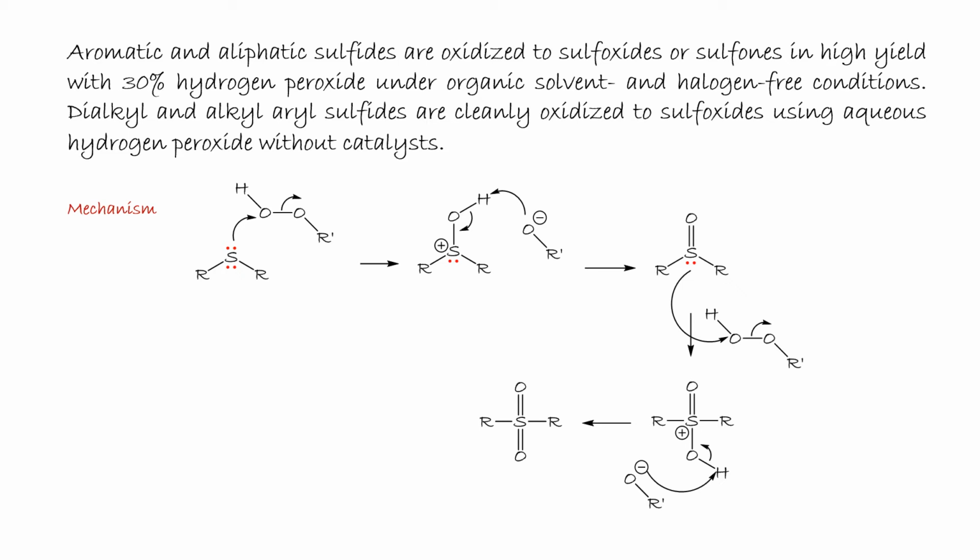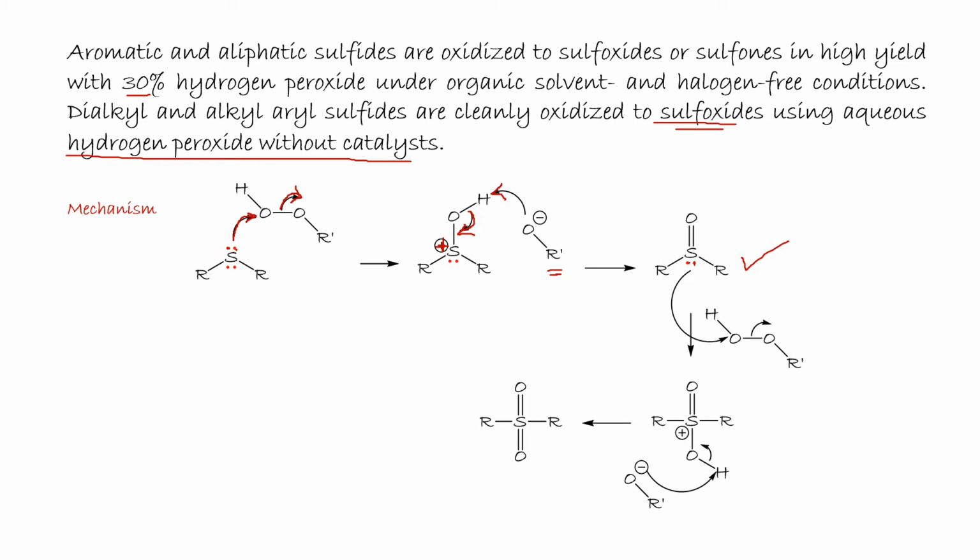Aromatic and aliphatic sulfides are oxidized to sulfoxide and sulfone in high yield using 30% hydrogen peroxide under organic solvent and halogen-free conditions. Dialkyl, alkyl aryl sulfides are cleanly oxidized to sulfoxides using aqueous hydrogen peroxide without catalyst. So the lone pair of the sulfur of sulfide will attack the oxygen of peroxide, cleave the OO bond to form alkoxide and sulfur with positive charge. The alkoxide will go back and abstract the proton, leaving these two electrons to form a double bond and the sulfoxide.